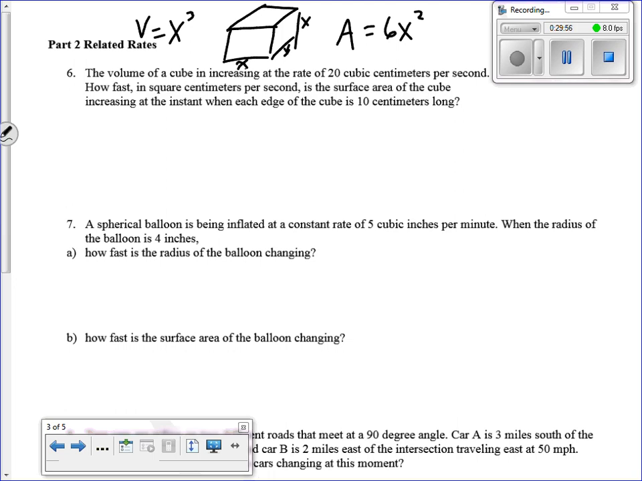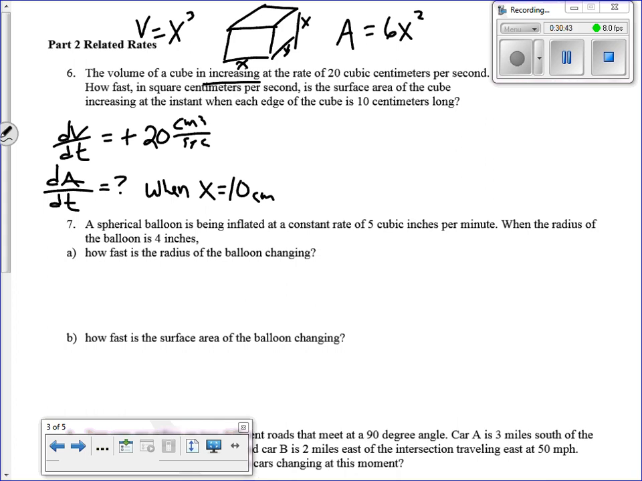Okay, so first thing we do, we got a diagram, we labeled it. The volume of a cube is increasing at the rate of 20 cubic centimeters per second. So dV dt, the change in volume over the change in time, is positive because it's increasing, 20 cubic centimeters per second. So they gave us dV dt. And they're asking us how fast, in square centimeters per second, is the surface area of the cube increasing. So they're asking us what is the change in area over change in time, the rate at which, at the instant when each edge of the cube is 10 centimeters long, so when x equals 10.